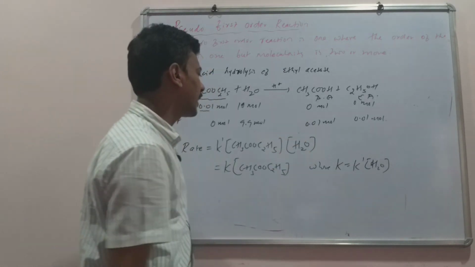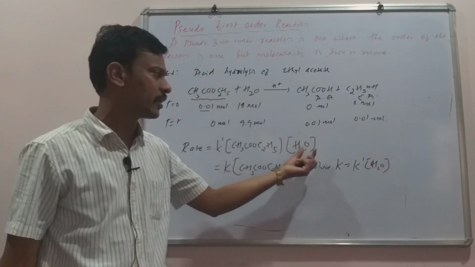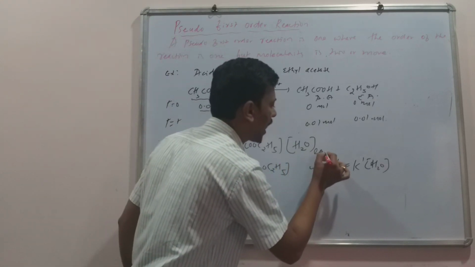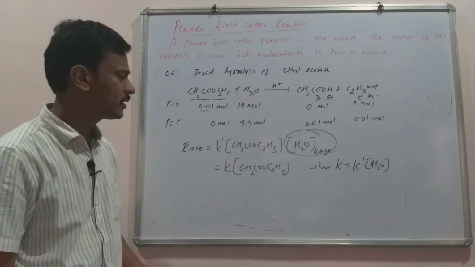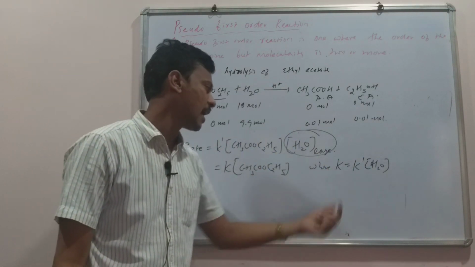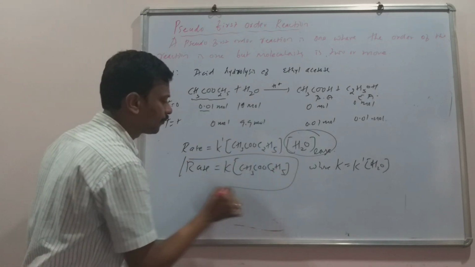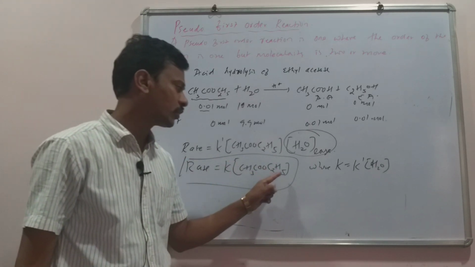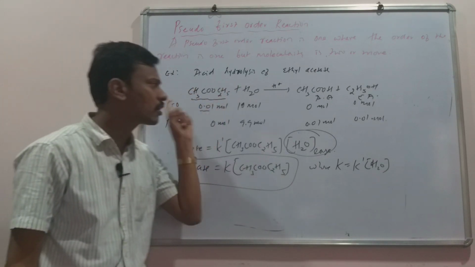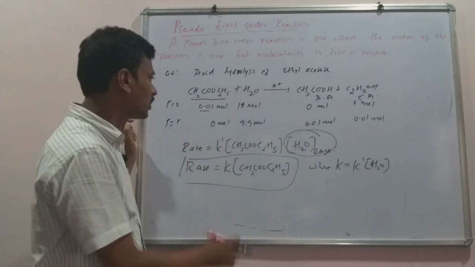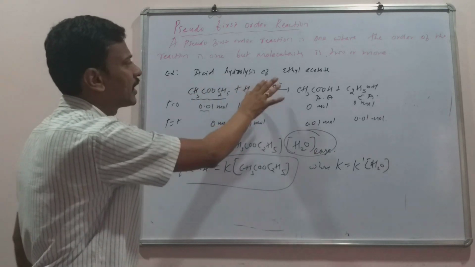That means the rate can be written as rate equals K dash into the concentration of ethyl acetate and water. But because of the large excess, the water concentration will not affect the rate of reaction. Hence K dash into this is taken as constant. Therefore the rate is equal to K into the concentration of CH3COOC2H5, because water is in large excess and will not affect the rate of reaction. This is one example, the acid hydrolysis of ethyl acetate.